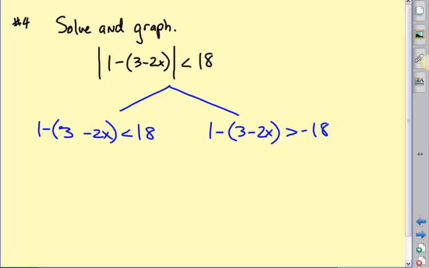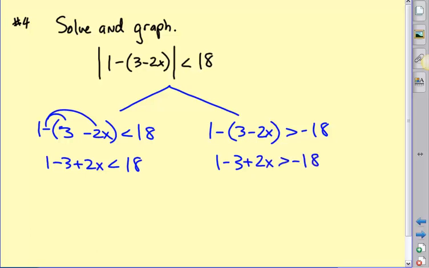So what do you want to do first? Let's take the 1 minus and distribute the negative inside the parentheses. So you're going to get 1 minus 3 plus 2x is less than 18. What do I get over here? Then we do 1 minus 3 plus 2x is greater than negative 18.